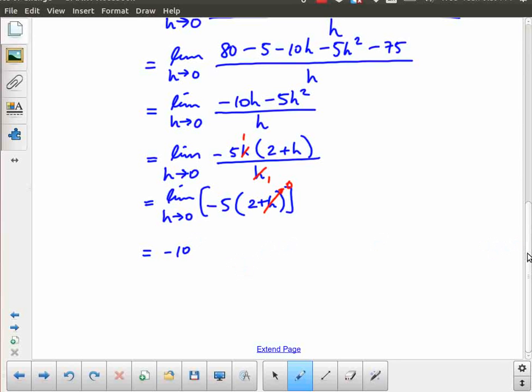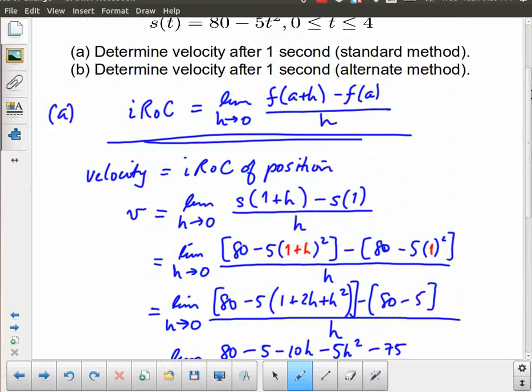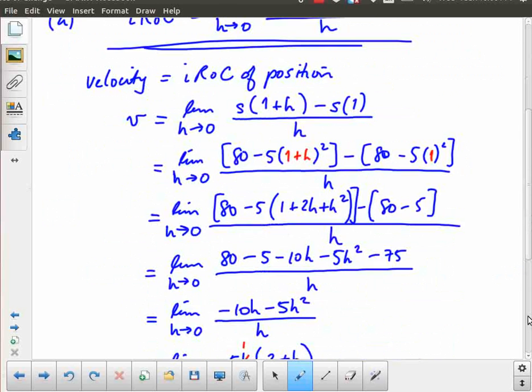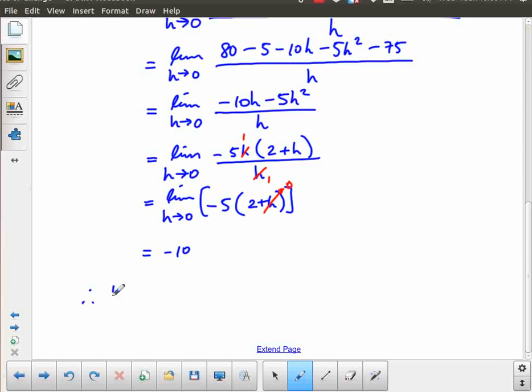Now, when you're doing these questions on rate of change, I want you to be particularly careful. Once you've figured out what we're talking about here, in this case, velocity is the instantaneous rate of change of position, don't forget your units. So what we have is position. These are units of meters over the time, per unit time. So this is therefore the velocity after 1 second is negative 10 meters per second.